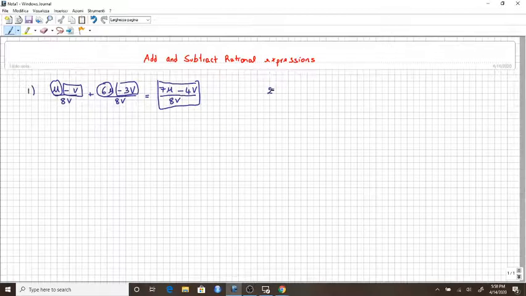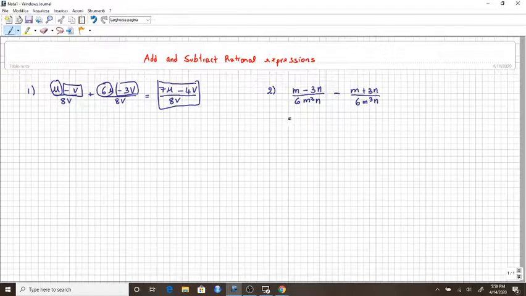Alright, so now try to work this problem by yourself. So we have m minus 3n divided by 6m cubed n, and then we are going to subtract, in this case, m plus 3n divided by 6m cubed n. Alright, so try to work this by yourself and then check with me.